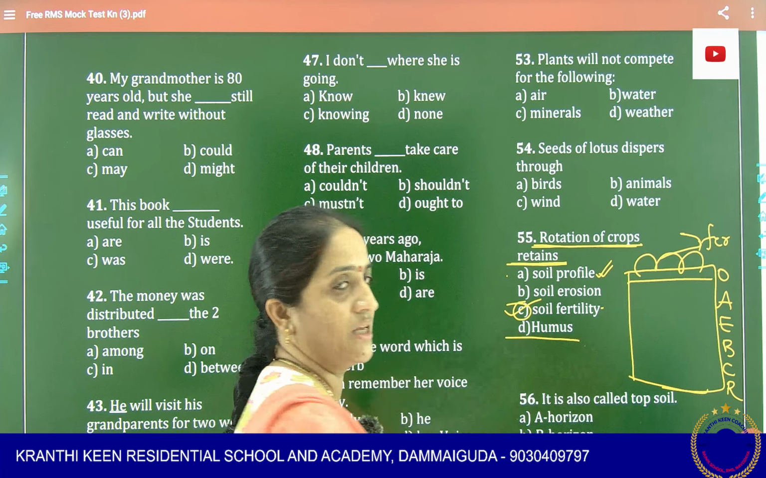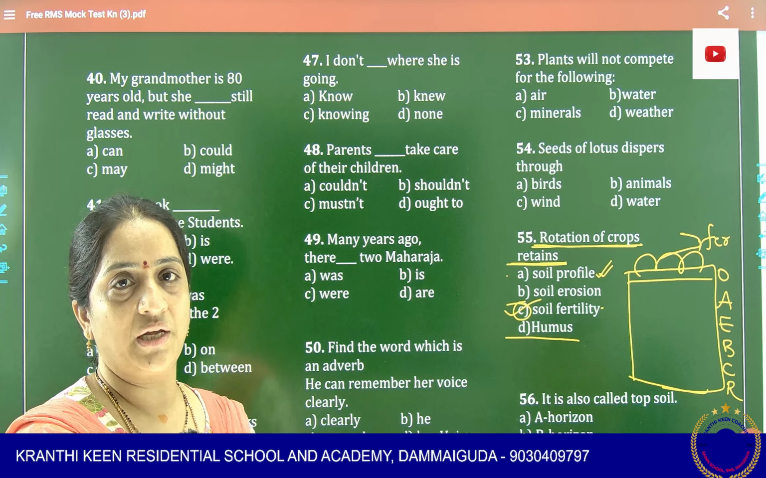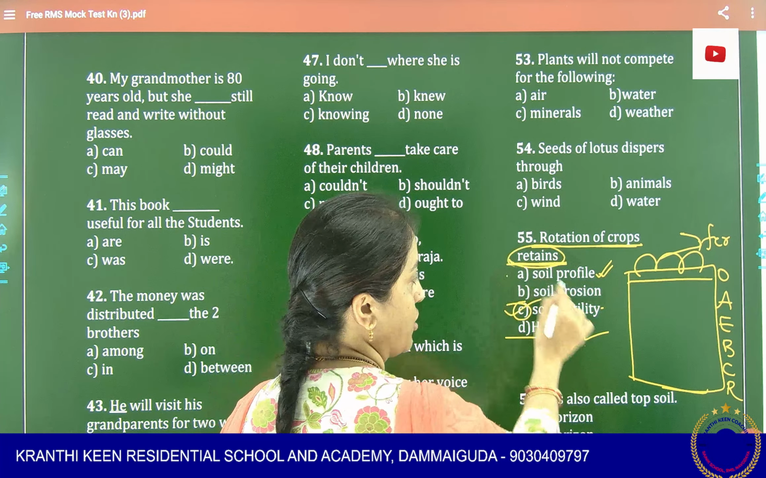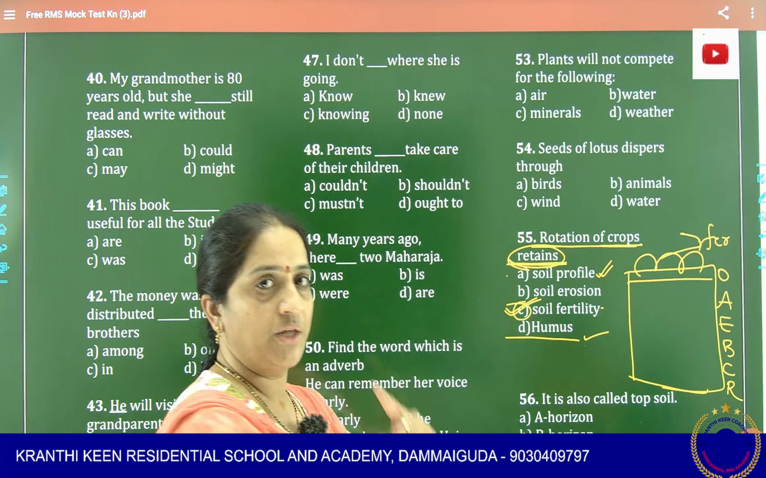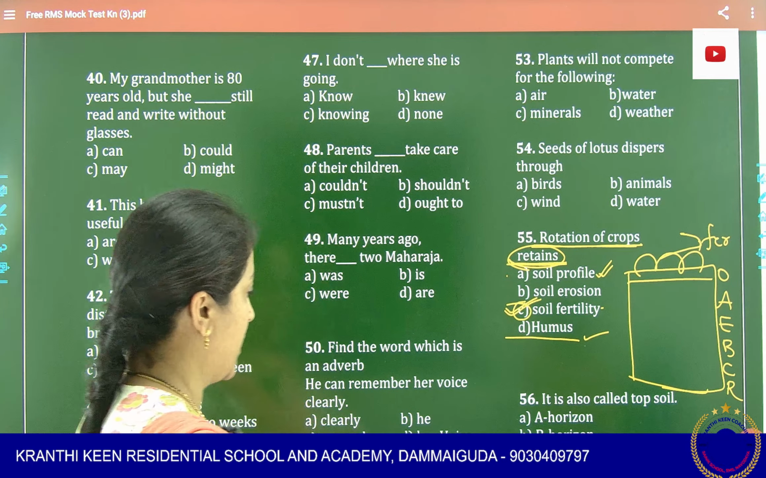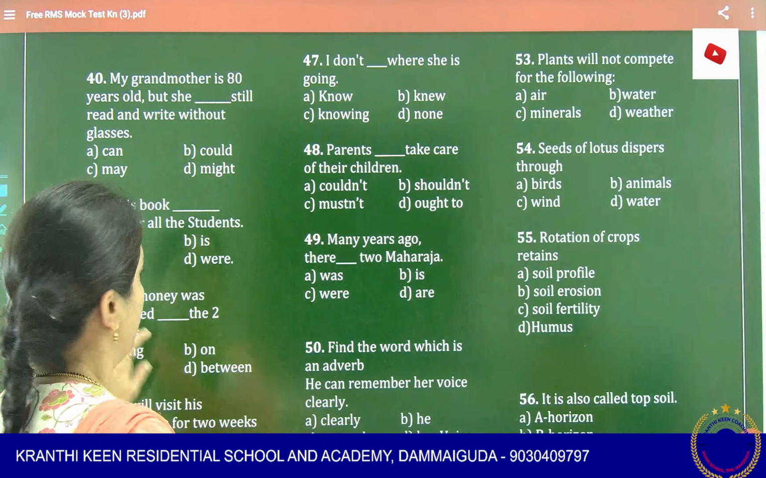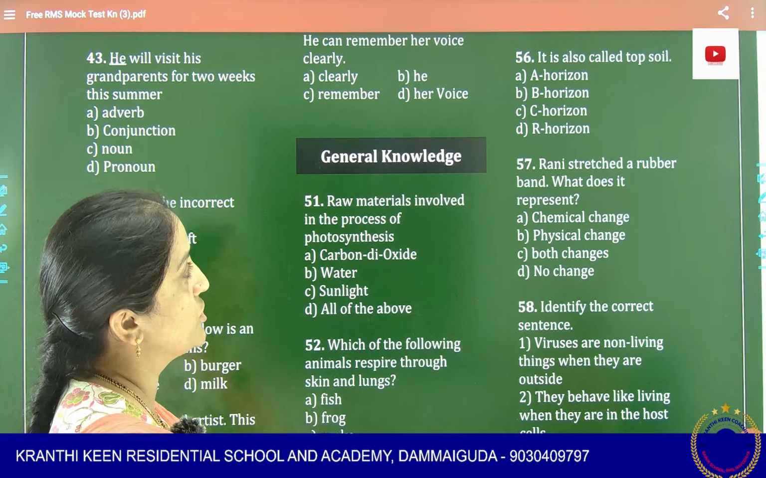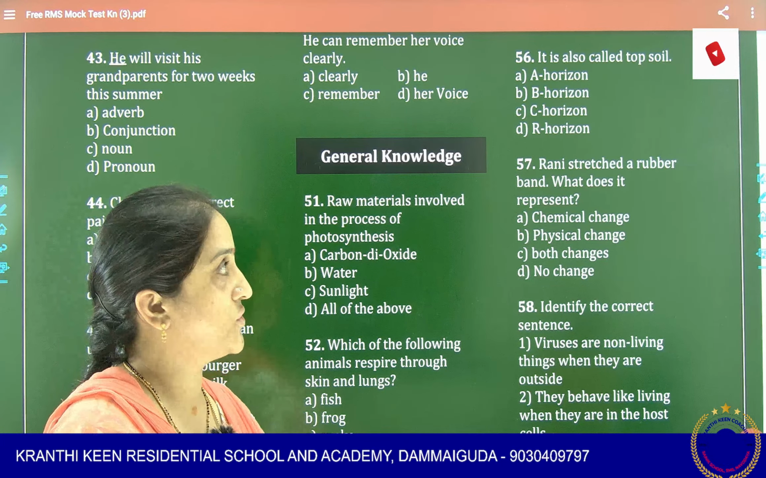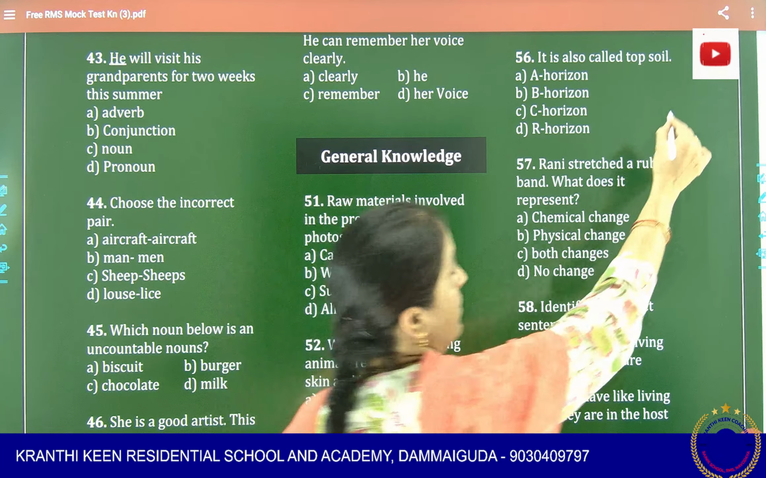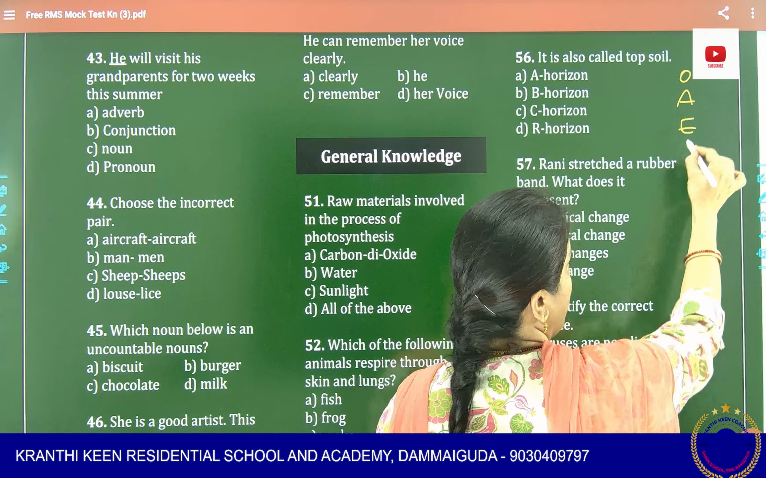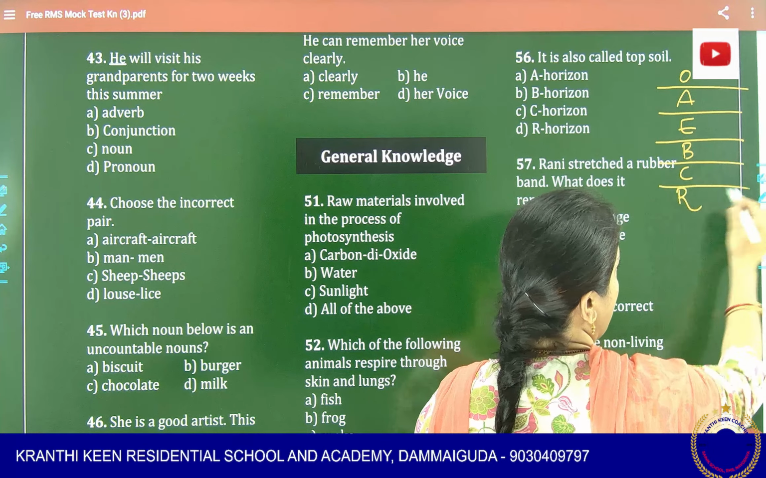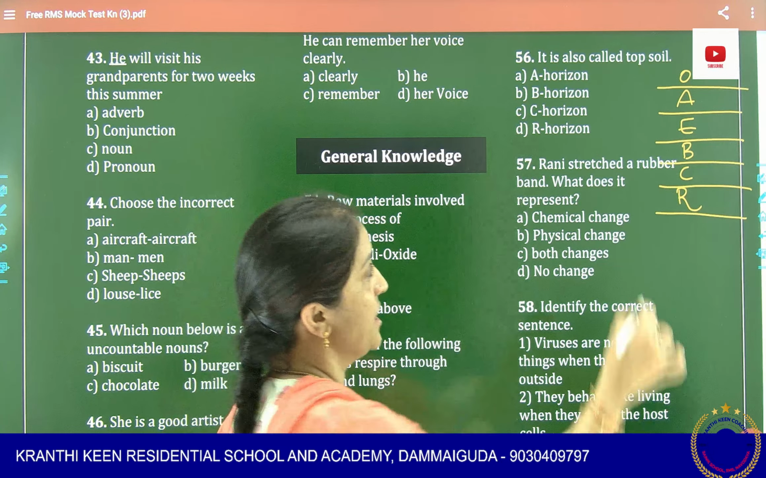Okay, whereas humus is nothing but the dry leaves, the sludge and all the decomposition of plants and animals. Okay, so to retain the soil fertility, the rotation of the crops is needed. Okay, next. 56th question. It is also called as a topsoil. As I have just said, there are O, A, E, B, C, R. So these are the 6 layers of soil. Okay, so what they are asking, the top soil.